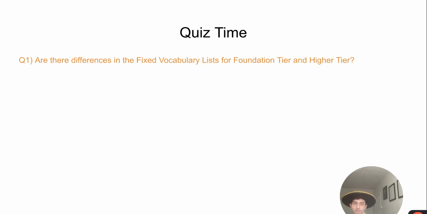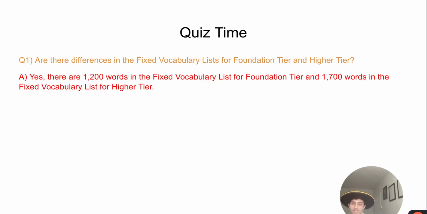Okay, and I'm going to show you the answer. The answer is yes. There are exactly 1,200 words in the fixed vocabulary list for foundation tier, and exactly 1,700 words in the fixed vocabulary list for higher tier. So 500 more words for the higher tier candidates to learn, but overall it's not too bad, because you do have a fixed list to learn from.